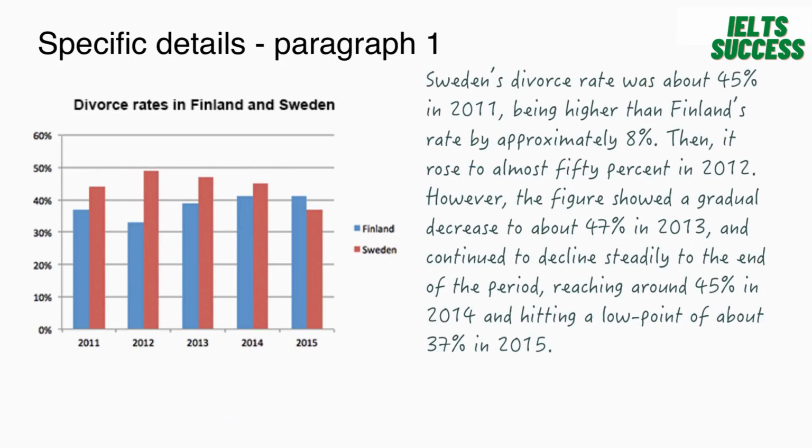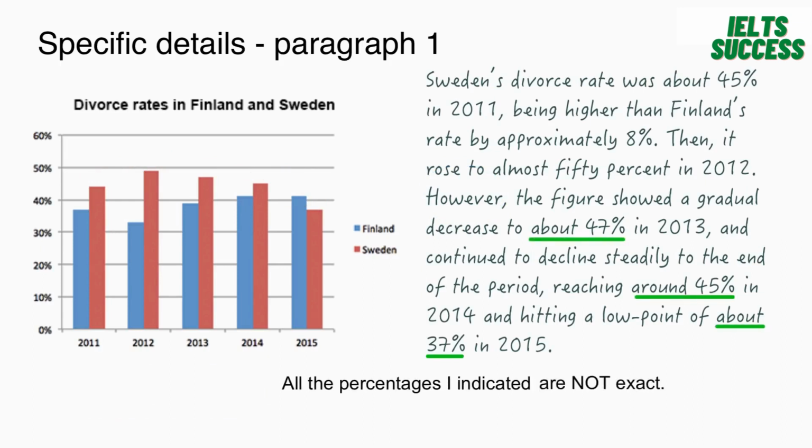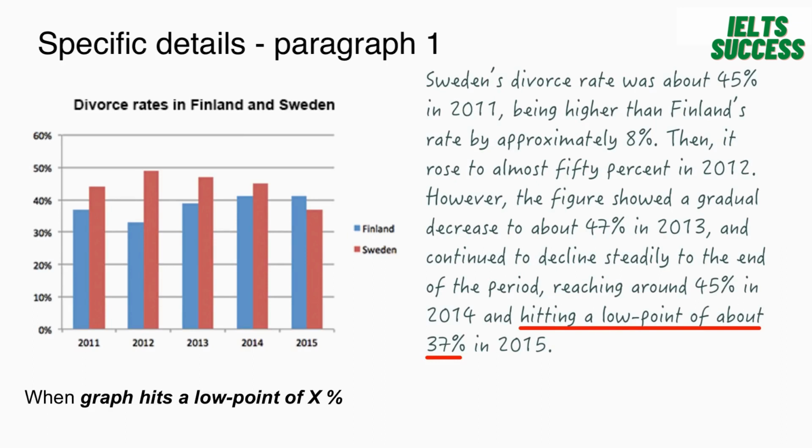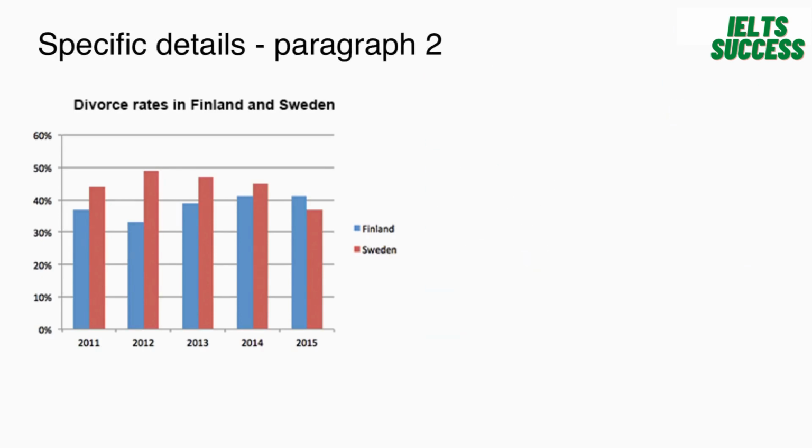Also, you can see that all the percentages I indicated are not exact, so I used words around and about. And finally, pay attention to the expressions that I used, hitting a low point of about 37%. When a graph hits a low point of X%, it means that the graph reaches its lowest number. And this phrase is a great way of indicating what was the graph's minimum and in what year. That's all with our first paragraph with specific features.